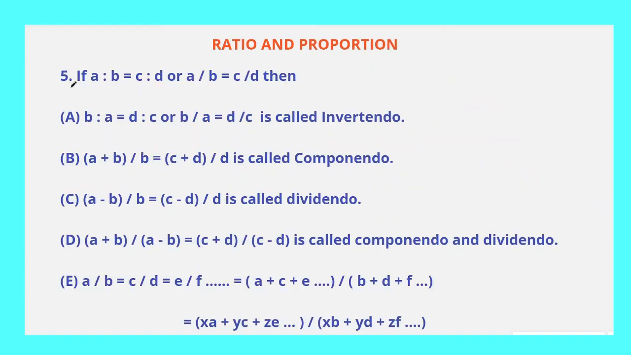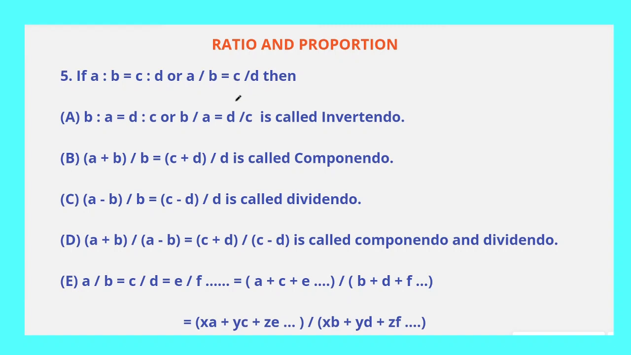Property 5 of proportions. If A ratio B equal to C ratio D, or if we write in fractions A upon B equal to C upon D, then if we invert it, it becomes B ratio A equal to D ratio C, or B upon A equal to D upon C, and this is called invertendo, as we have inverted the fractions.